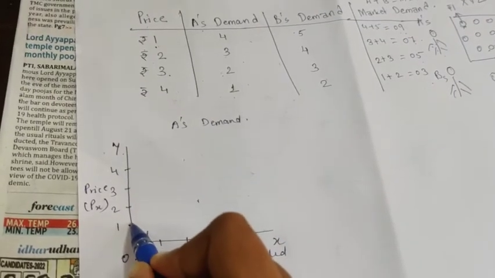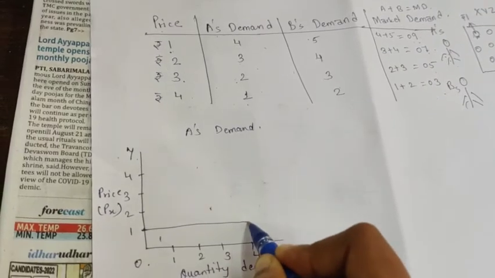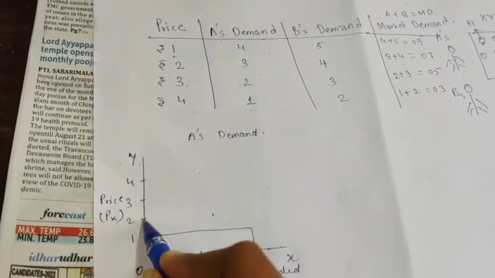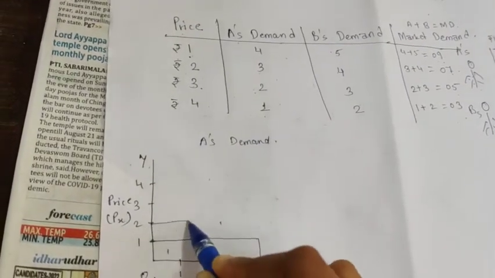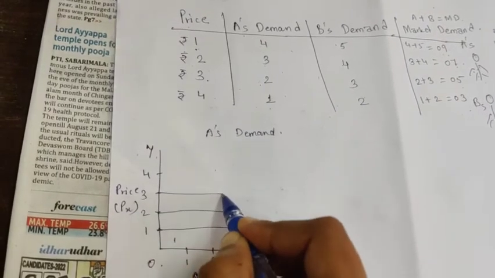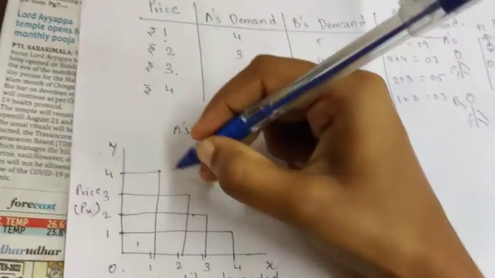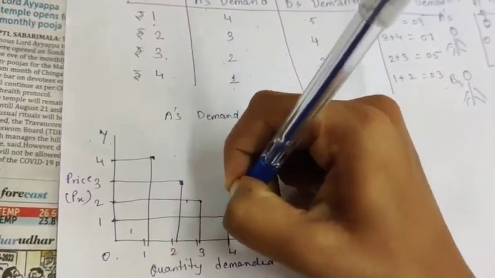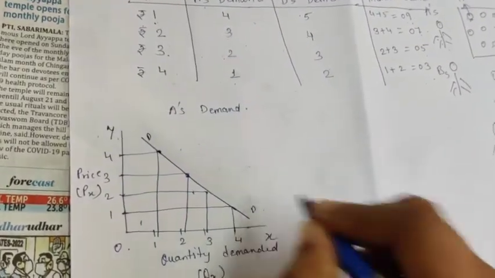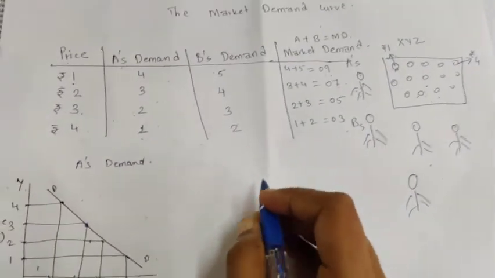Price is 1 and A's demand is 4. When price increases to 2, A's demand is 3. Then 3, 2, and 4, 1. Join all these points. You will get a downward sloping demand curve, DD. This is your A's demand curve. Second, now you have to draw B's demand curve.